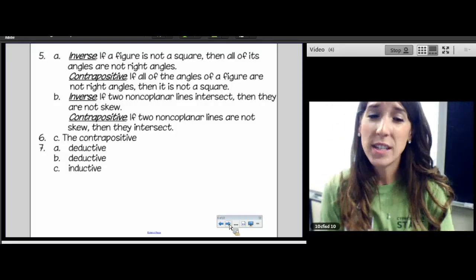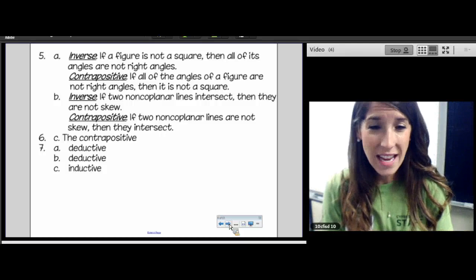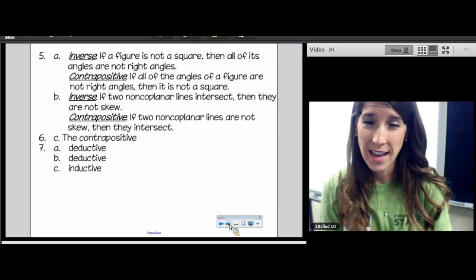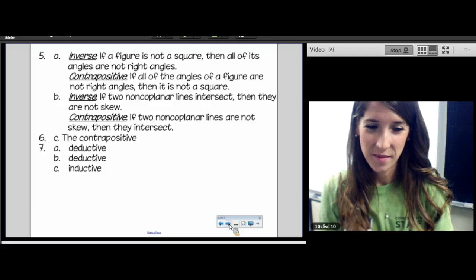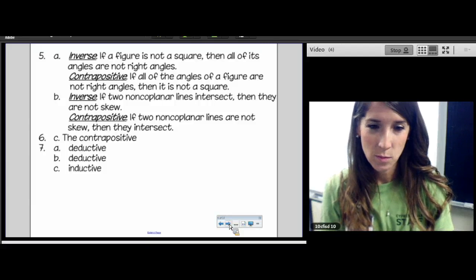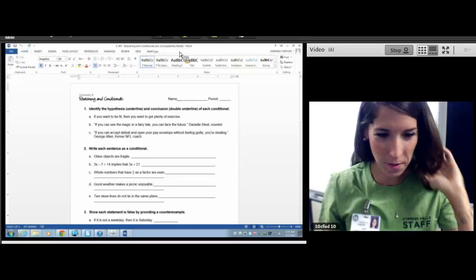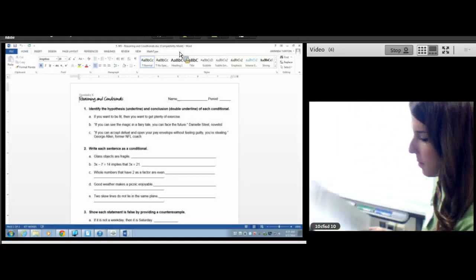So tonight you're going to spend some time really digging into these words. Inverse, contrapositive, converse, negation, conditional. I'm ready for questions. Let's start with number 2. I was asked about number 2.